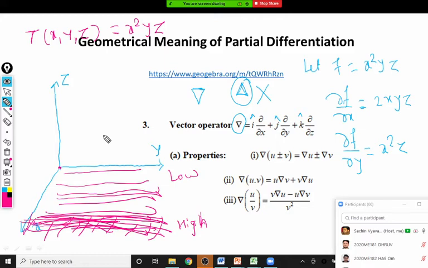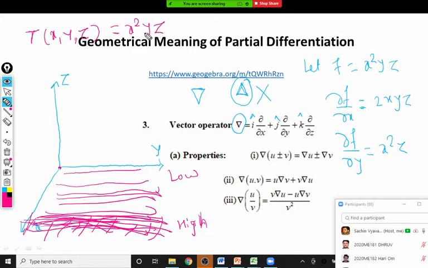Now our aim is to find the rate of change of temperature along different directions. If you are interested in the rate of change of temperature along the y-axis, you can calculate dou t by dou y, and we observe that dou t by dou y comes as x square z.